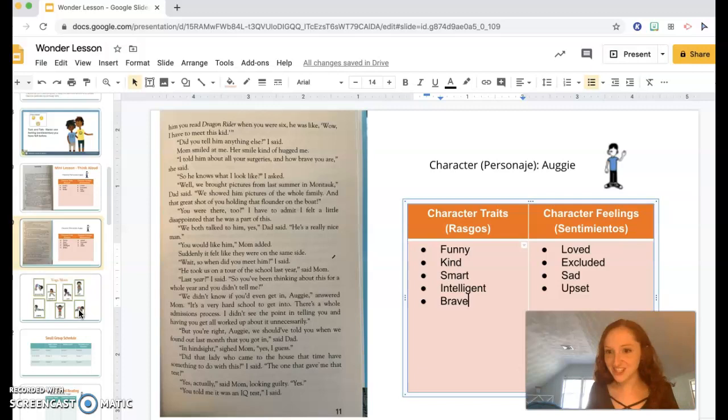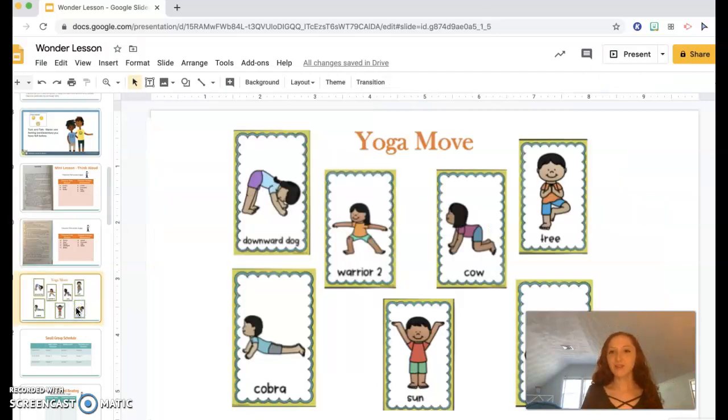But first, let's do a yoga move together. And this would normally be student-led, and I'd have one student lead the class in a yoga move and 3 deep breaths. We could do something like the tree.